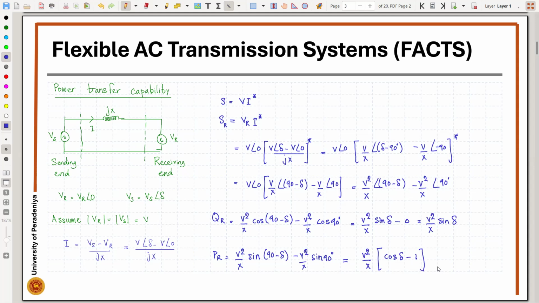So similarly, you would be able to get the active and reactive power at the sending end. Can I go to the next page?